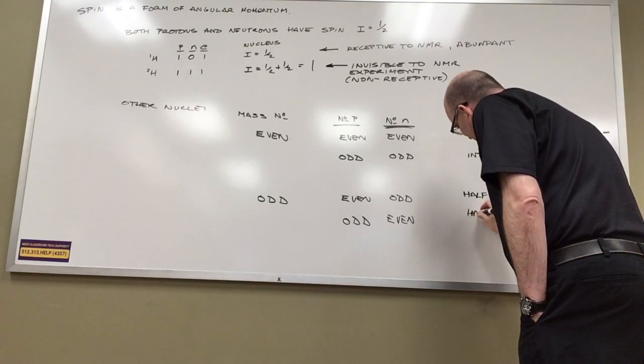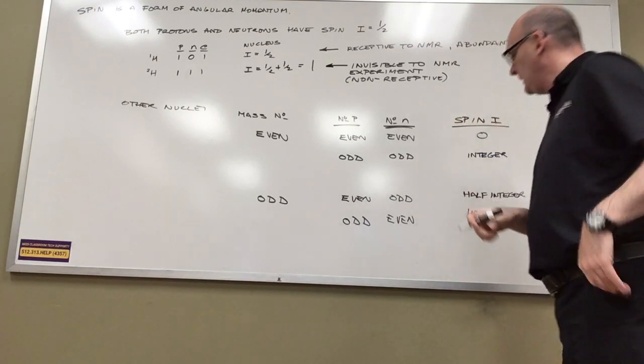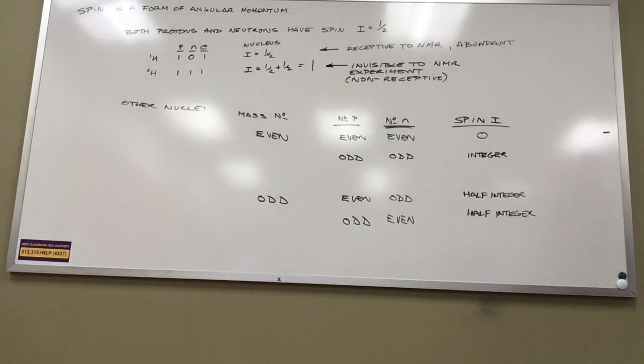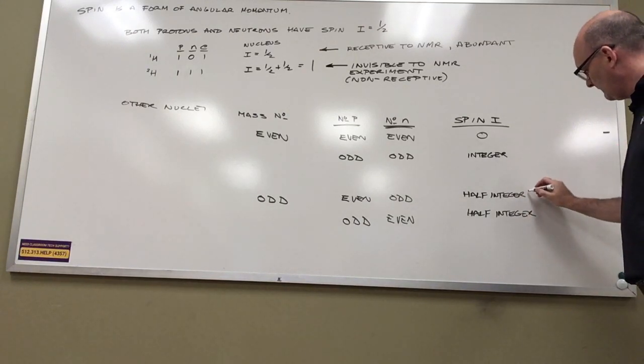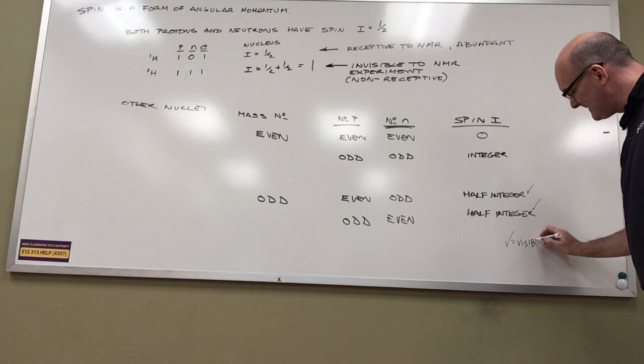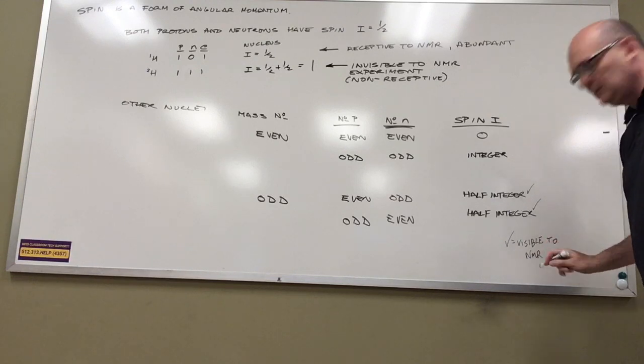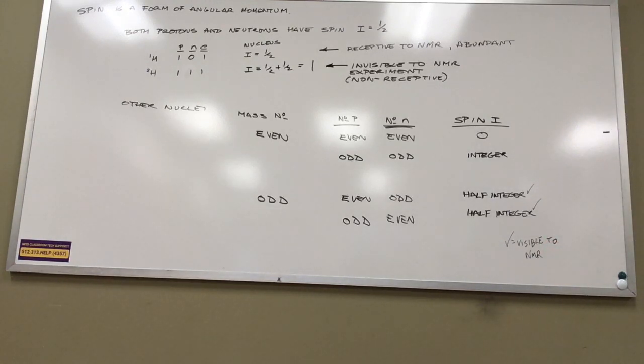Well, these two combinations give us nuclei that are half integers, which means these two will be visible to the NMR experiment. All right. Well, I could give you a list of nuclei, or I could have you figure it out.